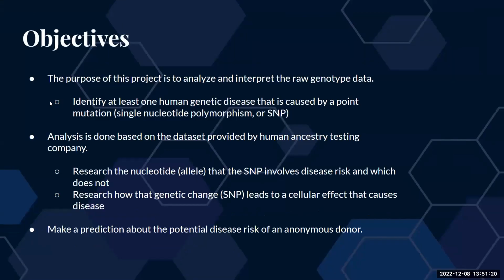I will now be passing it to Kaylyn for the objectives. The purpose of this project is to analyze and interpret the raw genotype data. We identified at least one human genetic disease that is caused by a single nucleotide polymorphism or SNP. Our analysis is based on the dataset provided by a human ancestry testing company. We researched the single nucleotide polymorphism to determine the disease risk and how the SNP leads to a cellular effect that causes disease. Lastly, our goal is to make a prediction about the potential risk of the anonymous donor. And now I will pass it on to Harpreet.